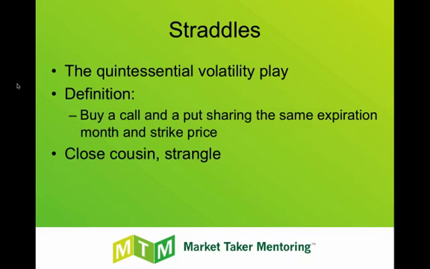Now, you may have heard people refer to a strangle. Well, that is a straddle's close cousin. The difference is that there are two different strike prices with the strangle. It's typically an out-of-the-money put and an out-of-the-money call, both in the same expiration month.